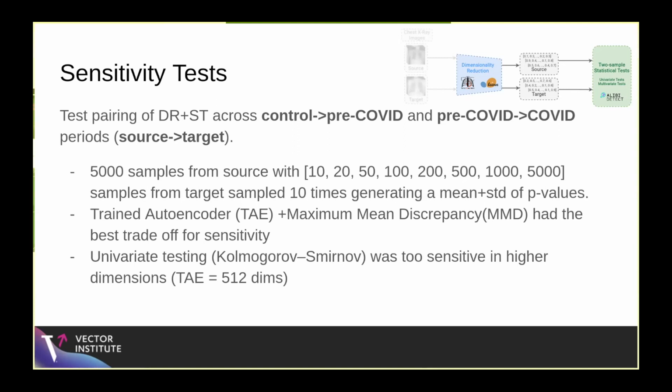So we take 5,000 samples from the source domain and a series of increasing samples from the target domain, sampled 10 times over, to generate a mean and an overlay of the standard deviation of p-values. What we saw from the experiments was that trained autoencoders from the TorchXRayVision library, as well as maximum mean discrepancy, which is a multivariate test, had the best trade-off for sensitivity. And whenever we tried univariate testing like Kolmogorov-Smirnov, it was particularly sensitive to the high number of dimensions from the trained autoencoder, which comes in at around 512 dimensions.